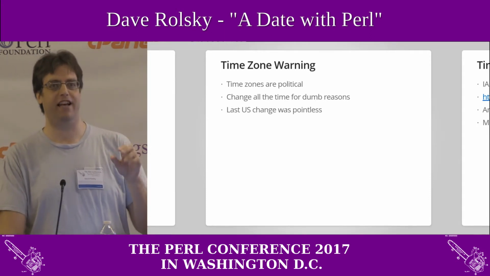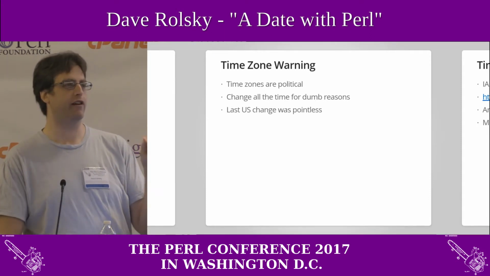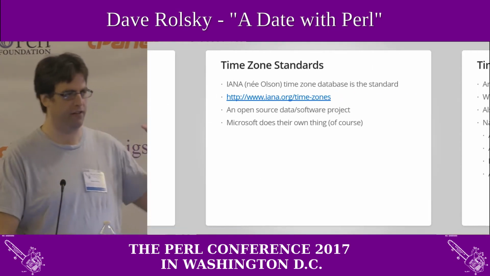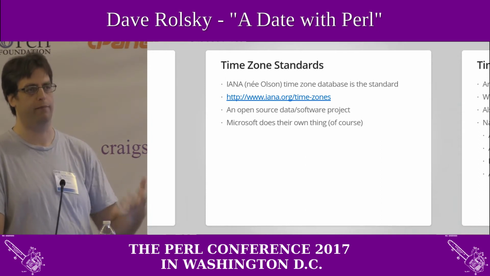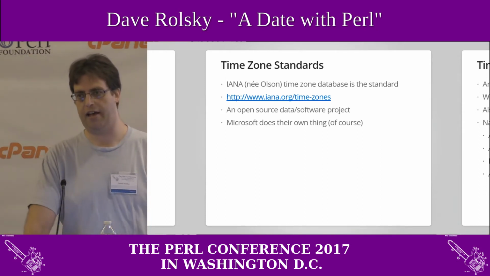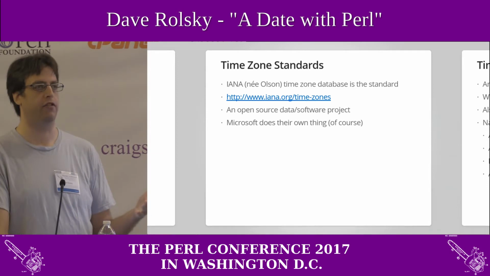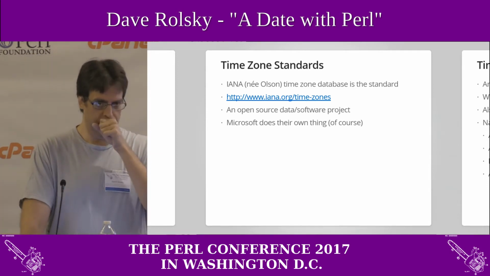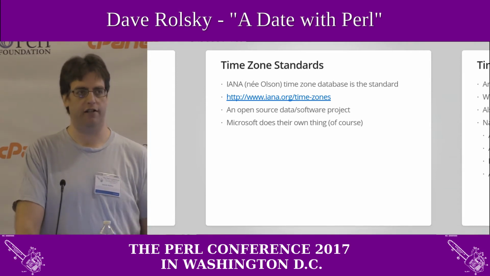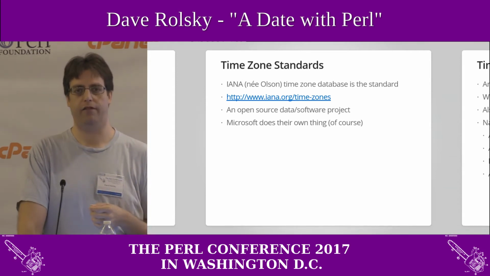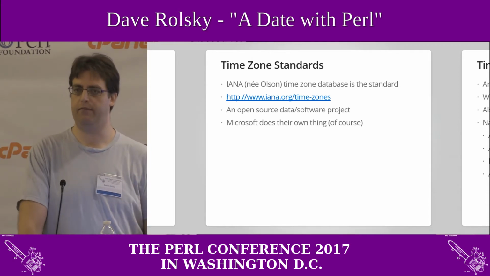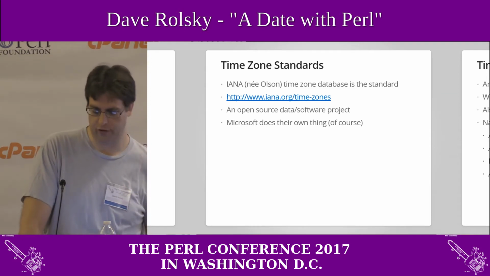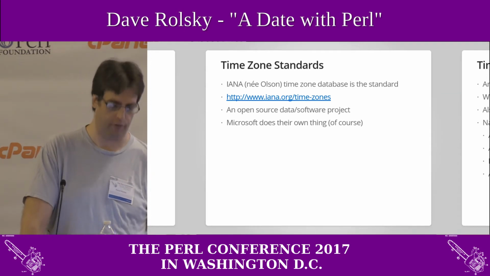Sometimes the changes get made official before they're announced, and then people are scrambling to keep up with this. So the standard repository of all information about time zones is the IANA time zone database. And it used to be called the Olson time zone database, if any of you have heard that term. Arthur David Olson created it a long time ago, and then when he retired from his job, he gave it over to IANA to let them be the maintainers. Still sometimes called Olson. This is the homepage for it, and it's basically an open source data and software project.